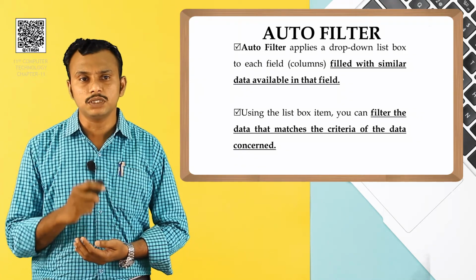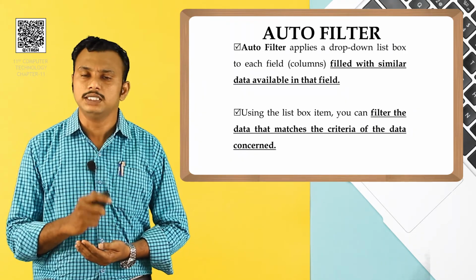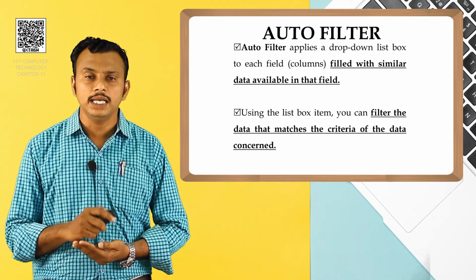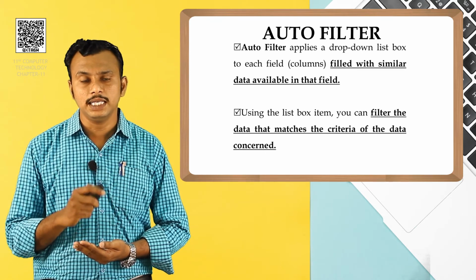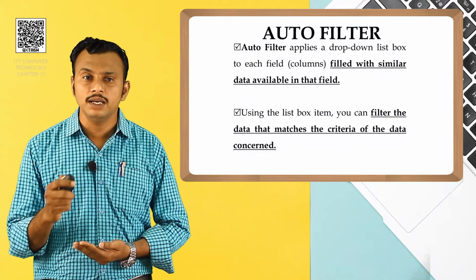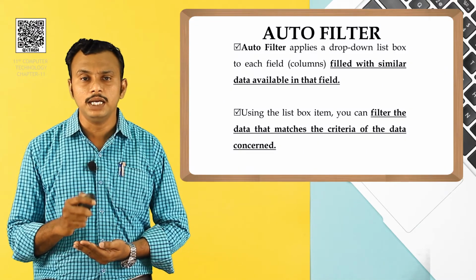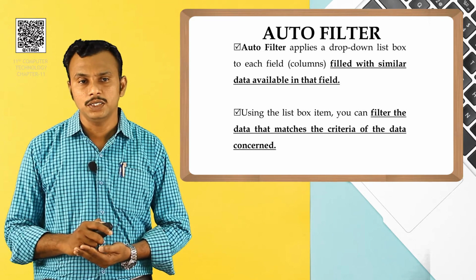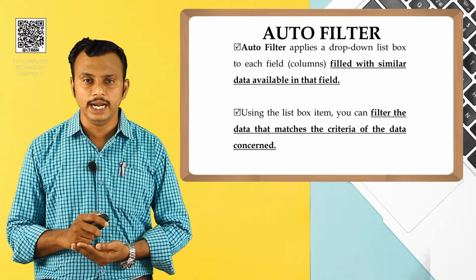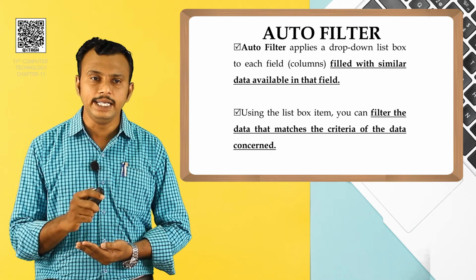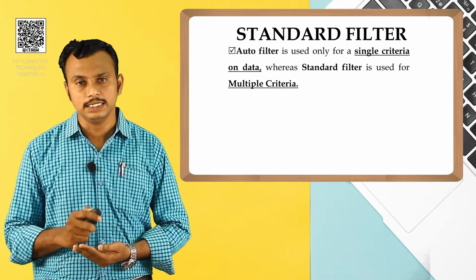When we choose auto filter, a drop down list box will appear in each and every column. Each and every column means each and every field that is filled with similar data, so that you can filter the data that match the criteria concerned.